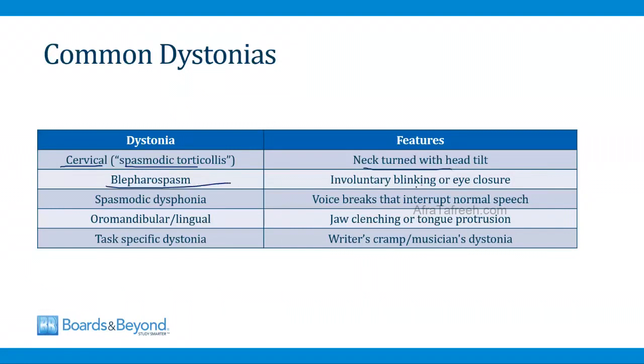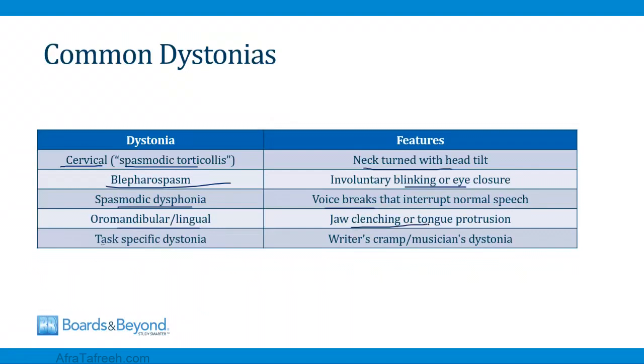Blepharospasm is involuntary blinking or eye closure. Some people have this form of dystonia. Spasmodic dysphonia involves muscles related to our speech, so patients with this problem have a voice that breaks, that interrupts their normal speech. Oromandibular or lingual dystonias involve jaw clenching or tongue protrusion that the patient cannot release.